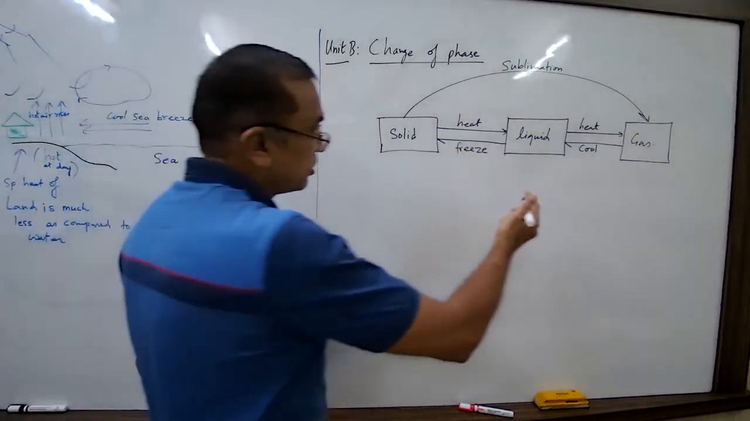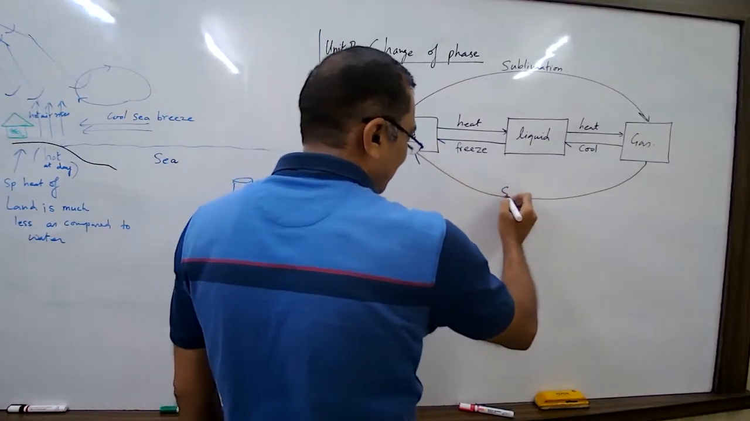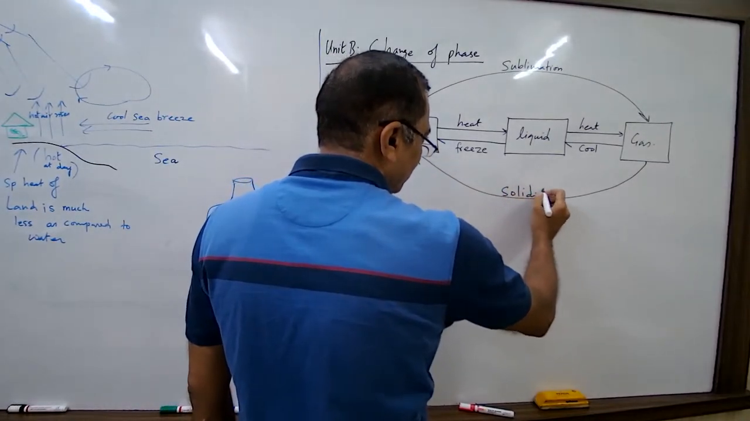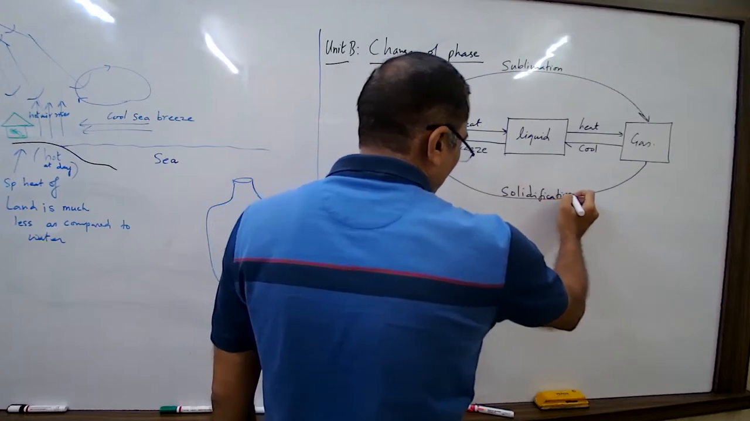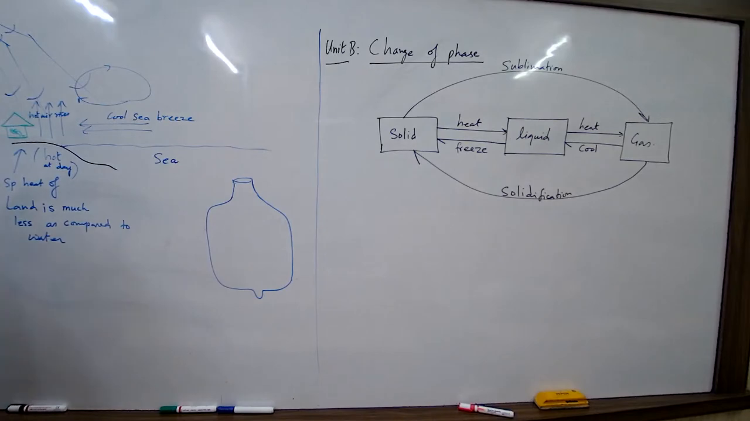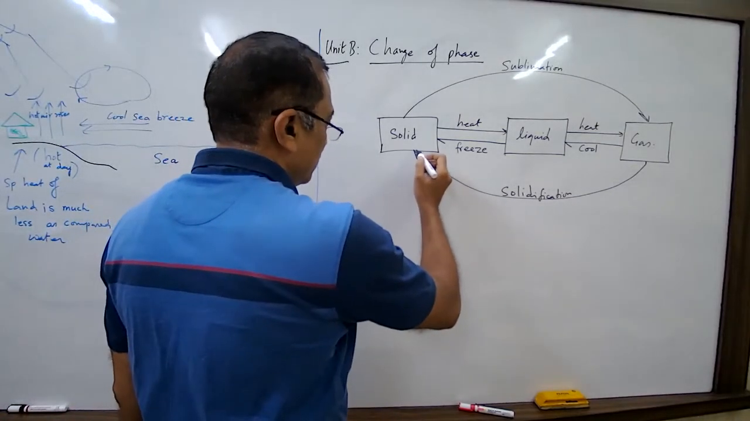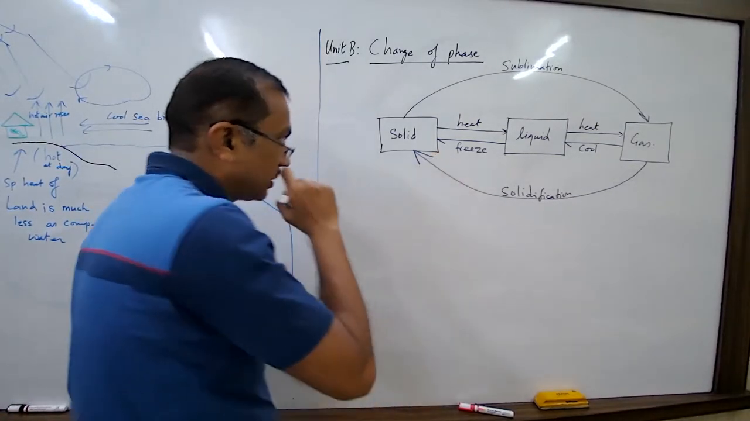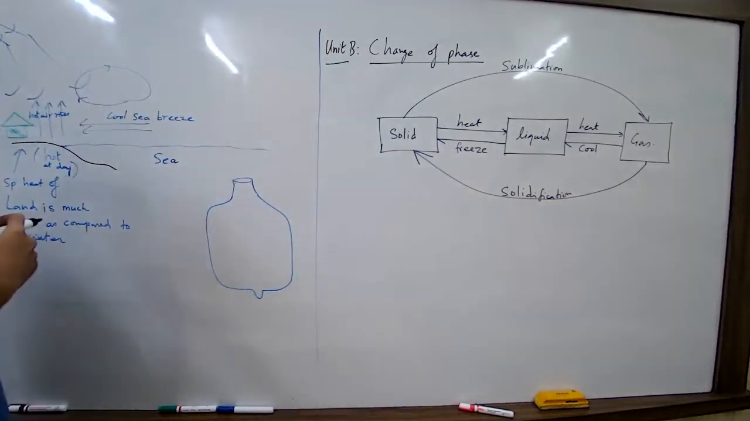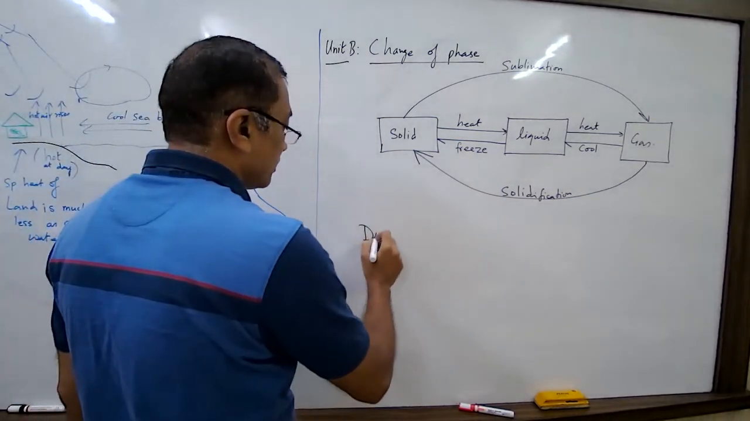Solidification is opposite of sublimation. Okay, is the process understood? So the phase change: solid changes to liquid, liquid changes to gas, and vice versa. So the thing is, what happens during the phase change?